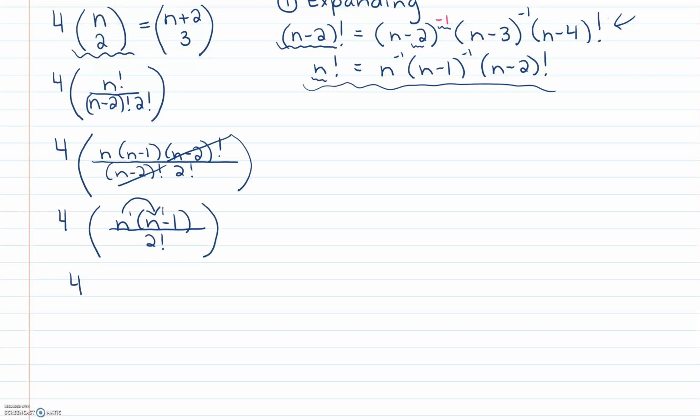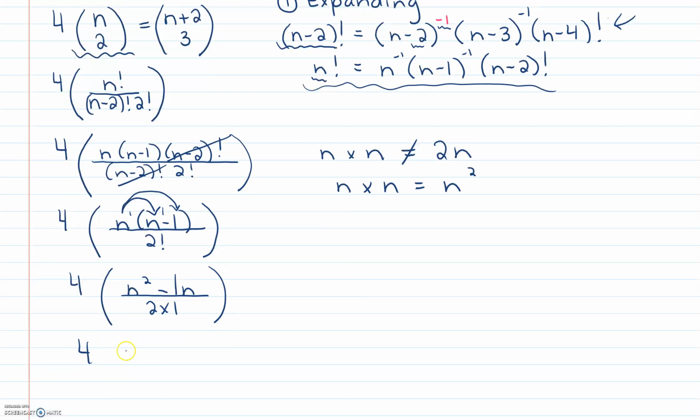So n times n, I'll write this down on the side. n times n is not 2n. You're not adding. n times n is equal to n squared. So I'm going to write that down. And then I'm going to continue to distribute the other n to negative 1. n times negative 1, you can't really do anything with them, so you just put them together: negative 1n. 2 factorial is 2 times 1, which is just 2. So I'm left with 4 times n squared minus n over 2.